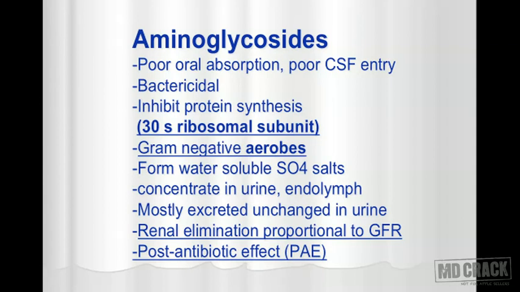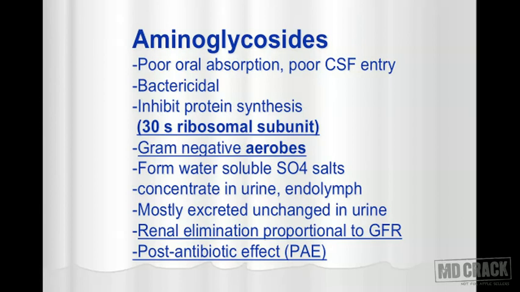All of them can form water-soluble sulfate salts. This is a common chemical characteristic for aminoglycosides. They get concentrated in the urine, in the kidneys, and in the middle ear fluid, that's the endolymph. Most importantly, they are excreted almost unchanged in urine. So the whole drug is going to the kidneys and the urine in the form which is active, and they are not metabolized, they are not broken down.